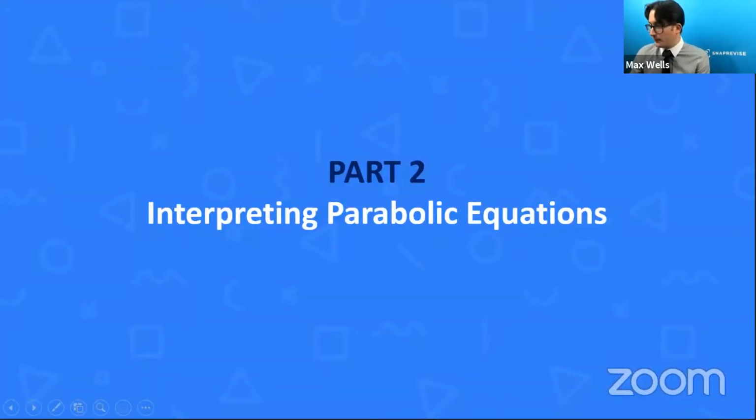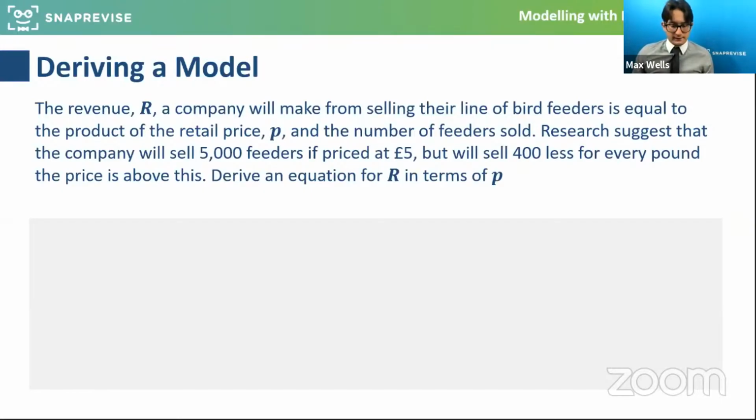So what we're going to do now is carry on and look at interpreting parabolic equations in more of a dressed up, wordy sense. The revenue a company will make from selling their line of bird feeders is equal to the product of their retail price, P, and the number of feeders sold. Research suggests that the company will sell 5,000 feeders if priced at £5, but will sell 400 less for every pound the price is above this. Derive an equation in R and P.